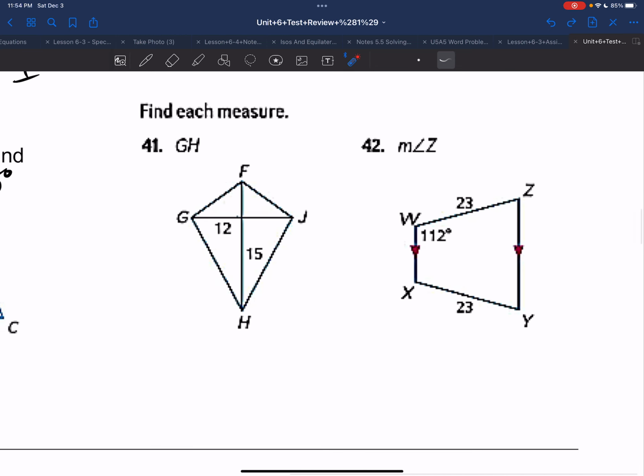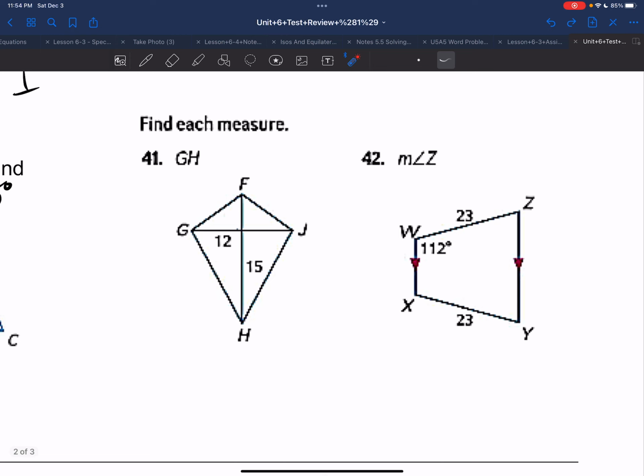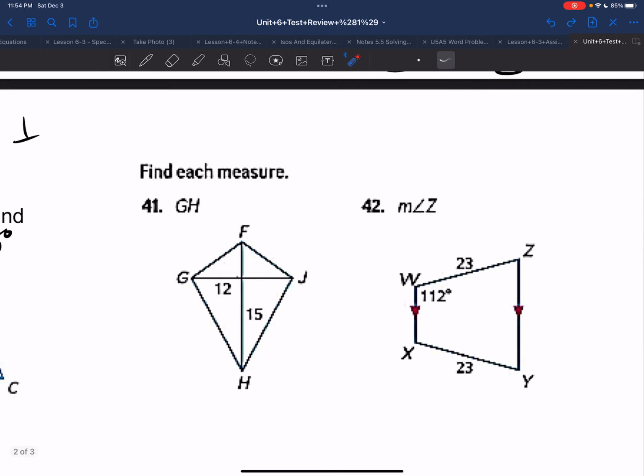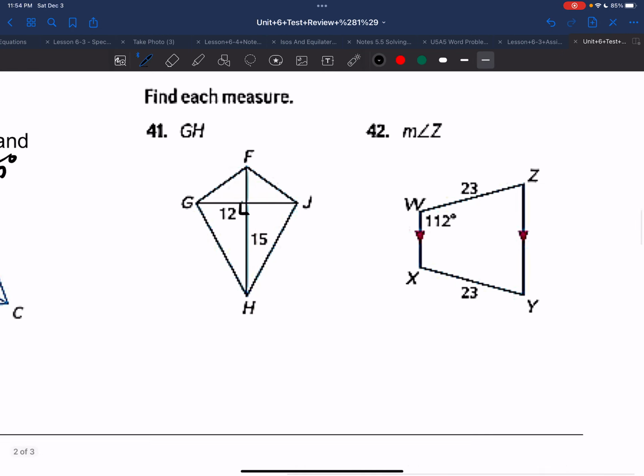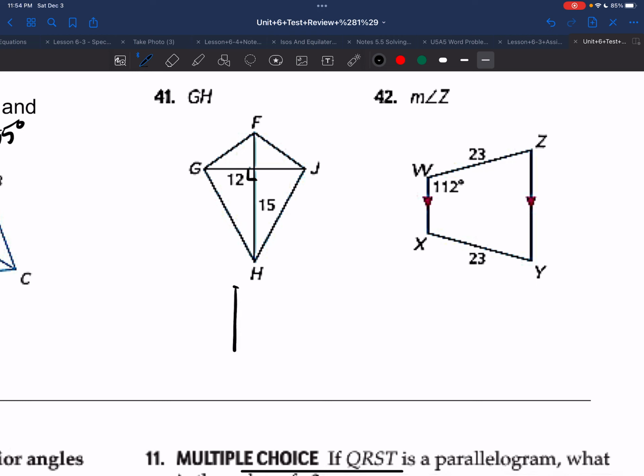All right, let's take a look at this one. This is a kite. And I wish they made that or stated that somewhere, but this is a kite over here. Now with the kite, the diagonals are perpendicular, so I can go ahead and draw a square there. So if I redraw that triangle that you see, I can go ahead and say that, well, that's 12 and this is 15. I'm trying to figure out what GH is. So I'm going to put a question mark.